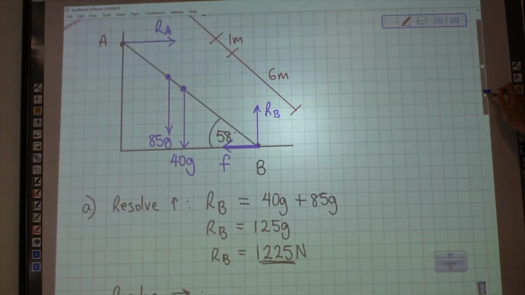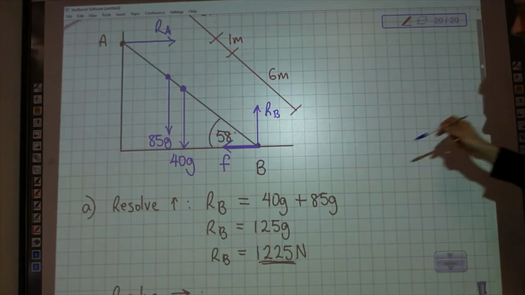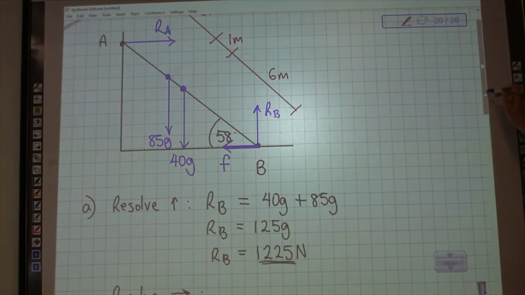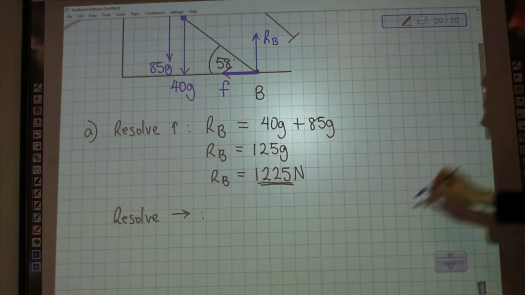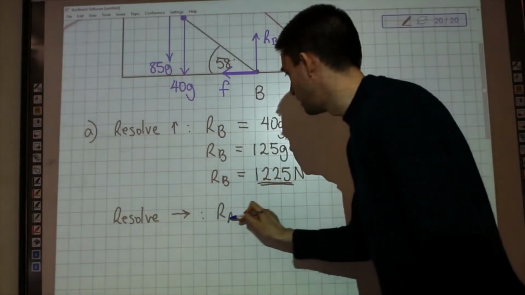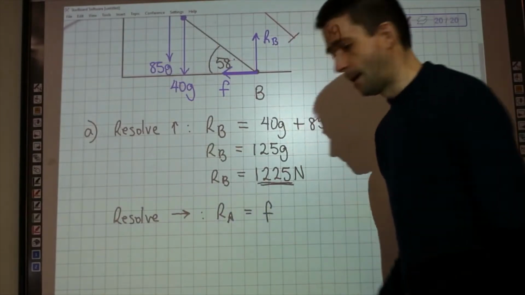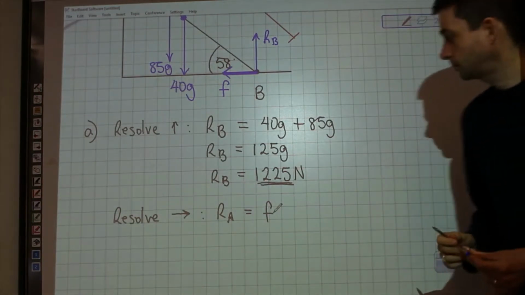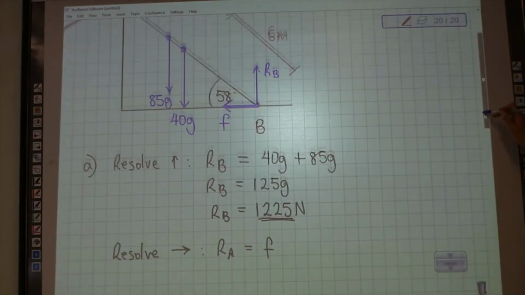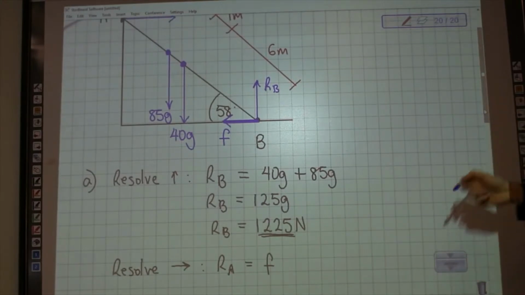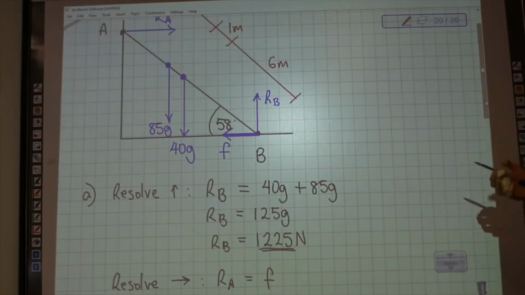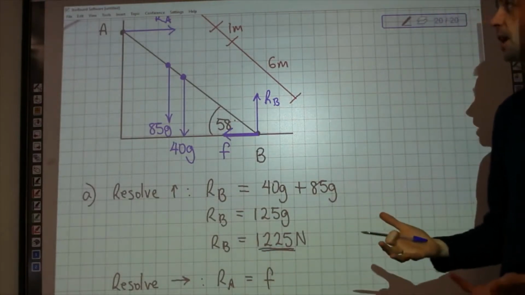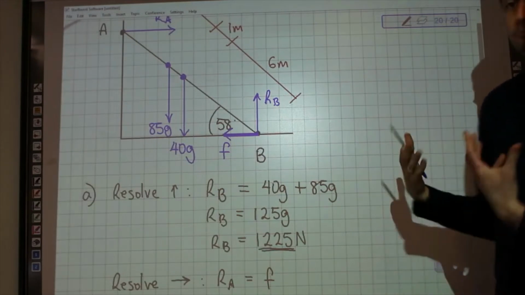And horizontally, again, I can see I've only got two forces to consider here. I've got the reaction at A that's going to the right, and I've got the frictional force that's going to the left. And what that tells me is that the reaction at A must be equal to the frictional force. At the moment, that isn't enough information to find out what friction is as a number, as a value. So I know it's equal to the reaction at A, but I don't know what it is yet, so moments.